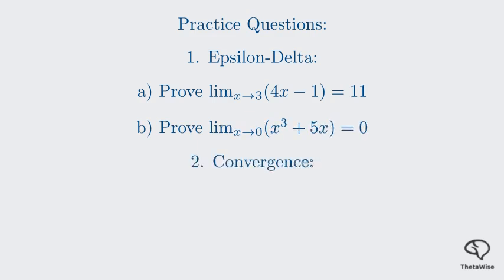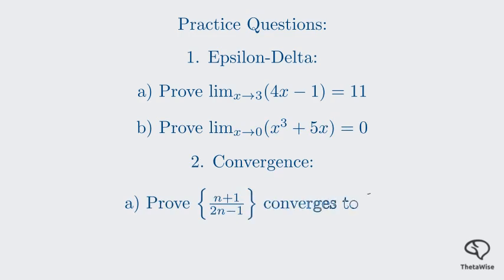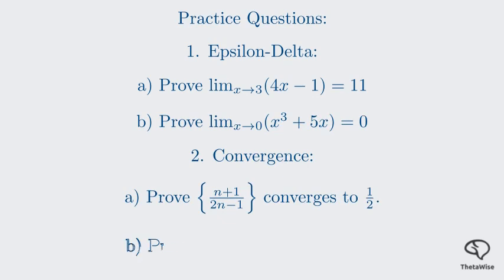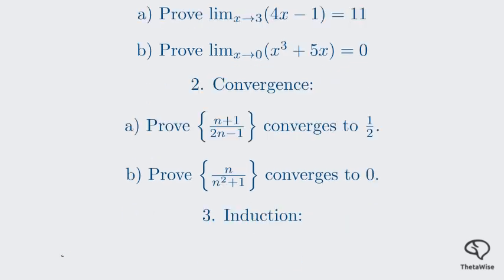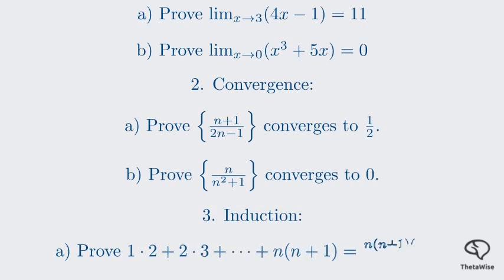Epsilon-delta practice: prove the limit as x approaches 3 of 4x minus 1 is 11, and prove the limit as x approaches 0 of x cubed plus 5x is 0. Convergence practice: prove that the sequence a sub n equals (n plus 1) over (2n minus 1) converges to 1/2, and prove that a sub n equals n divided by n squared plus 1 converges to 0. Induction practice: prove that 1 times 2 plus 2 times 3, all the way up to n times (n plus 1), equals n times (n plus 1) times (n plus 2), divided by 3.